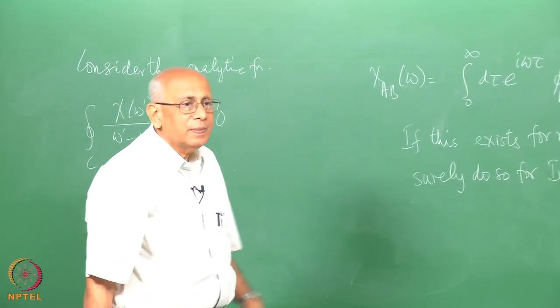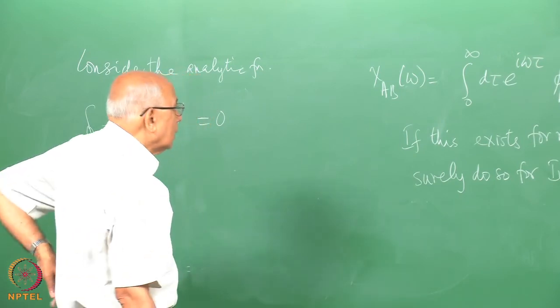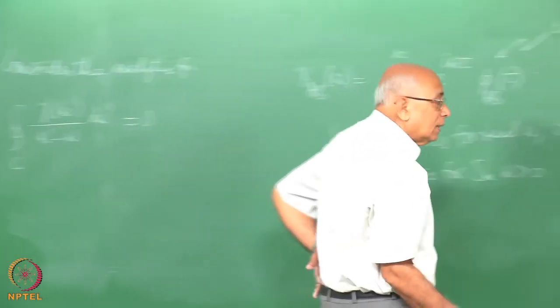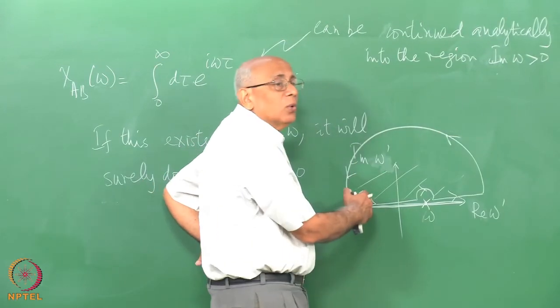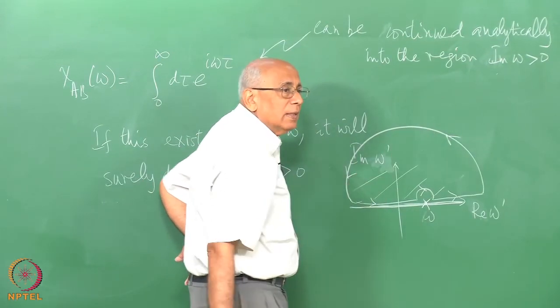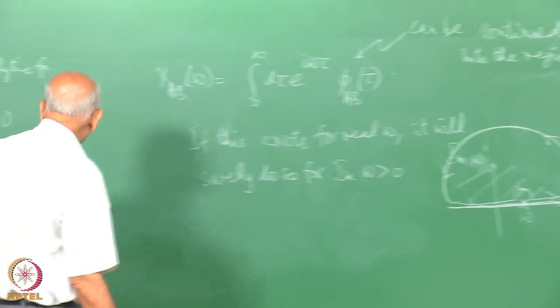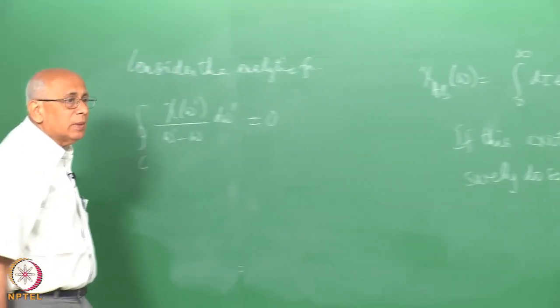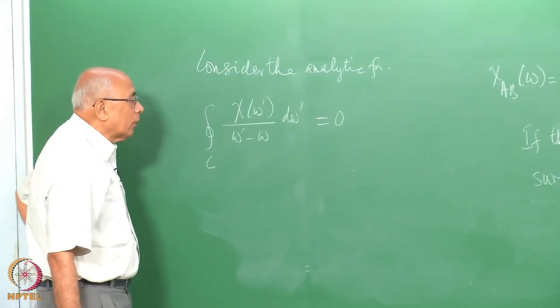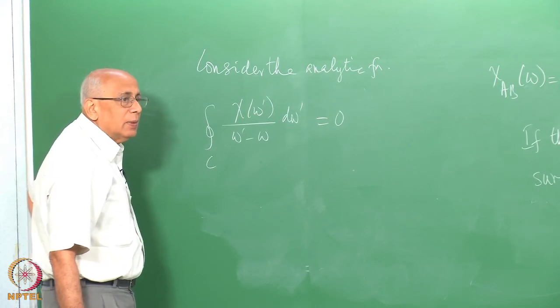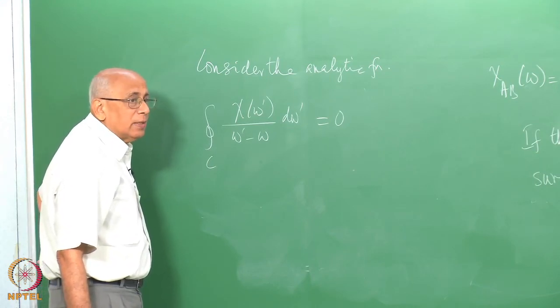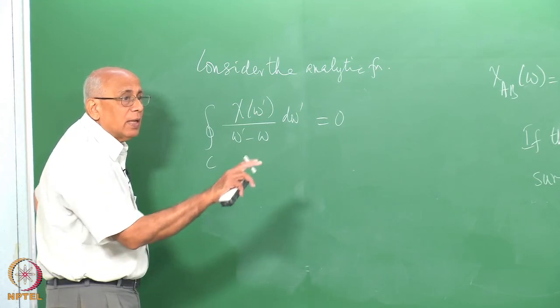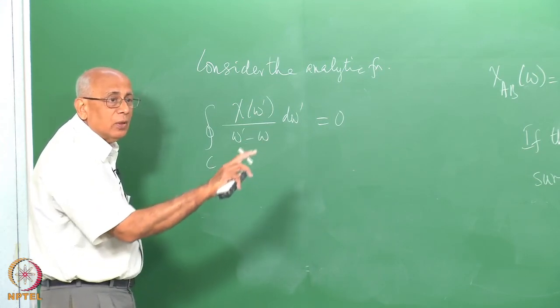How do you know? Because I am going to have to argue that this contribution, I would like it to go to 0. Is that going to happen? I've assumed that it exists, but I've not said anything about what it does as omega prime goes to infinity along any direction.